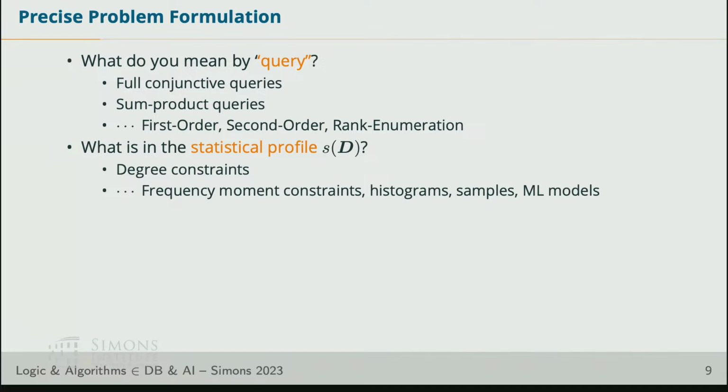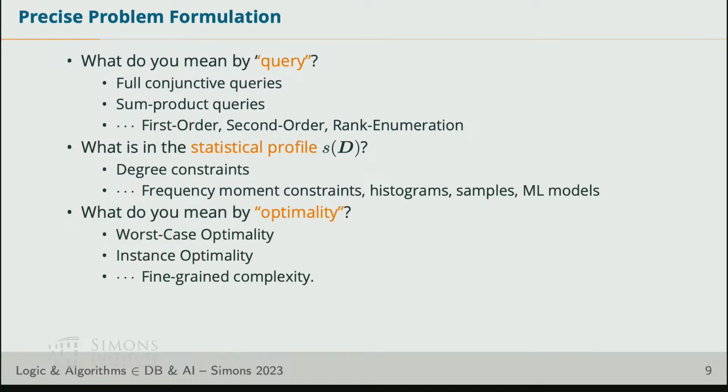What is in the statistical profile? In my talk, I'll be just talking about one particular one, called the degree constraints. It's sufficiently simple, but also quite powerful enough to build a database on. But there are many other constraints: frequency moment constraints, histograms, samples. You can sample from the database, and Marcelo, on Friday, will give a talk on sampling in the database. You could build a machine learning model about the data, learn something, and use that information to optimize queries.